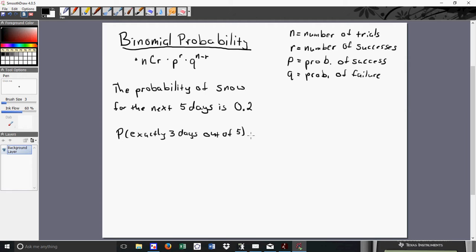I can use my probability formula, which is this right here. It's pretty nifty, actually. It's very, very clever. It means nCr, n is the number of trials, r is the number of successes, p is the probability of success, and q is the probability of failure. So it's actually, like I said, quite clever when you think about what you're actually doing.